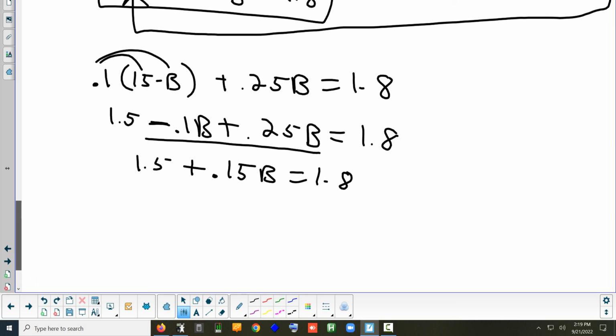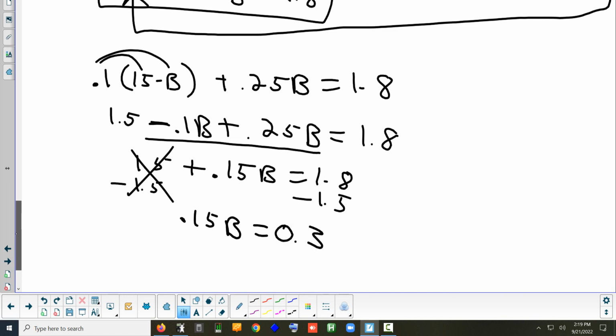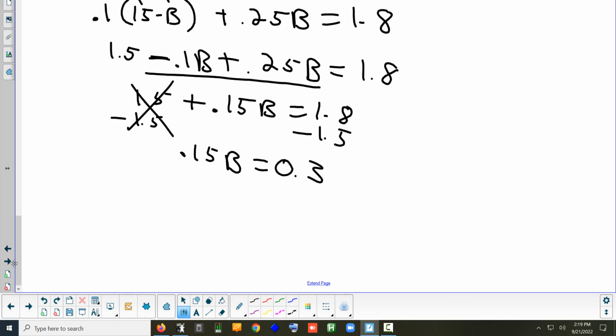What would I do next there? Tyler? Yep, you move the 1.5. How would you move it? Yep. Perfect. That's gone. And now we have 0.15b equals 0.3, and that's actually a nice number because of our next step. My last step is to divide by 0.15. You can use a calculator if you need to. But does anybody know what 0.3 divided by 0.15 is?